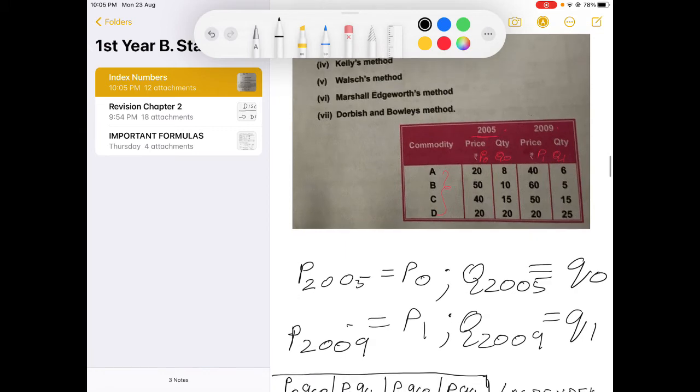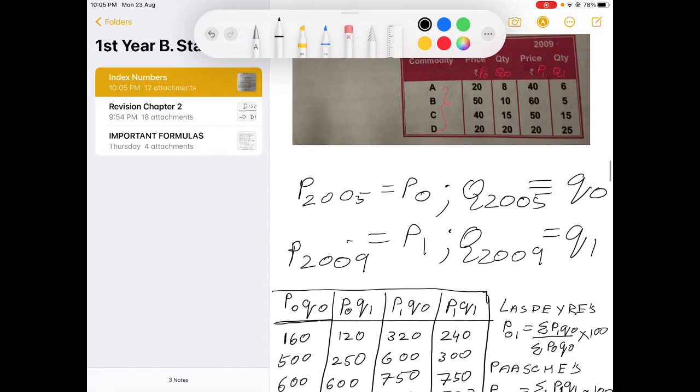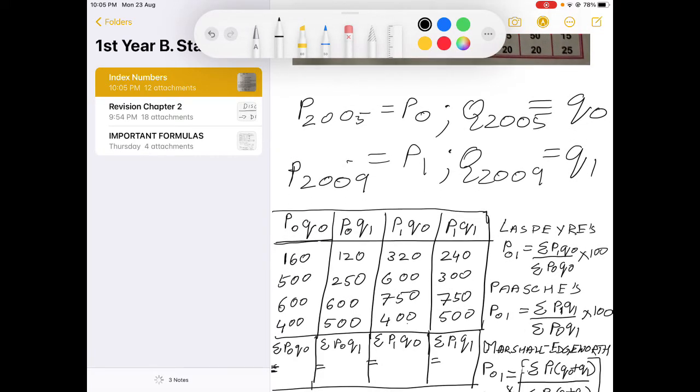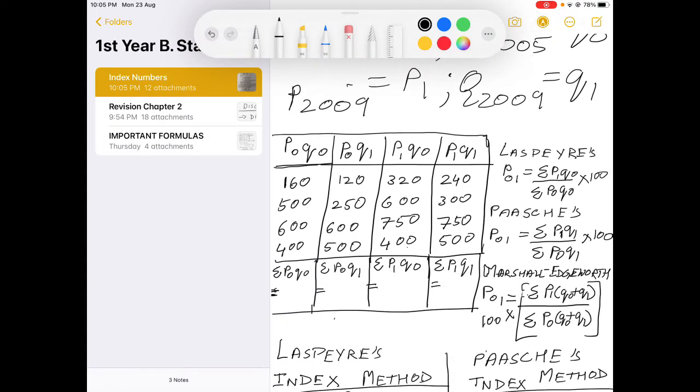Before we calculate the index numbers, we have to multiply the prices and quantities of the two different years with each other. So we have to multiply P0 into Q0, P0 into Q1. So prices of 2005 with the quantities of 2005, and prices of 2005 with quantities of 2009. Similarly, prices of 2009 with the quantities of both the years. When we do this multiplication, we get the following values given in the table, which you can verify by pausing the video and calculating by yourself.